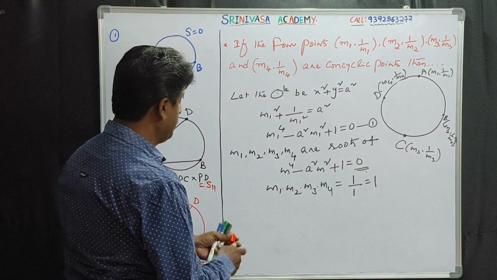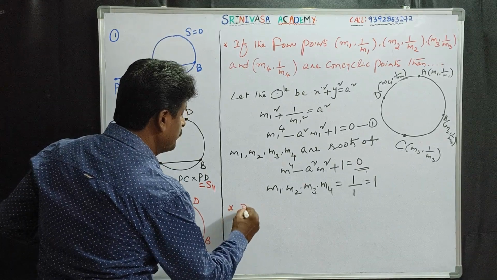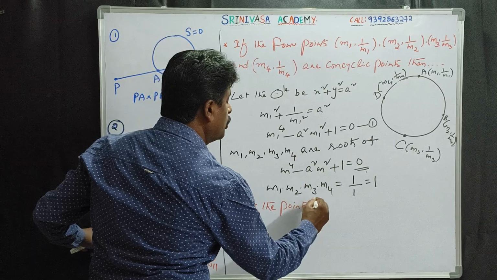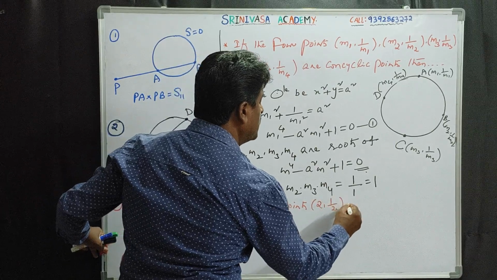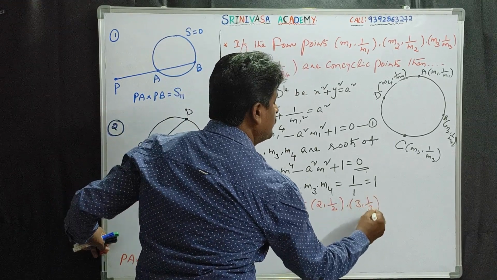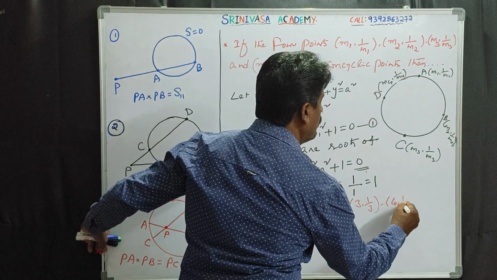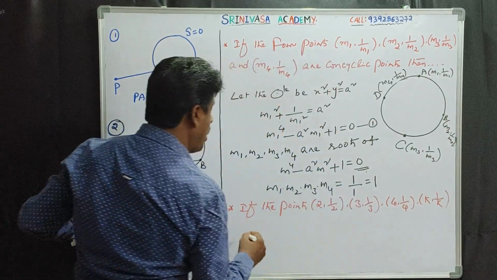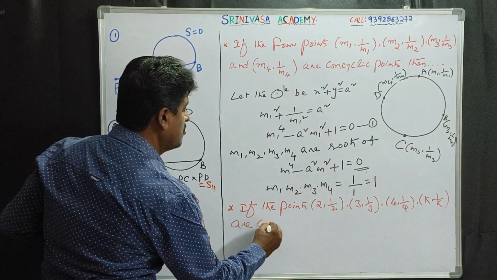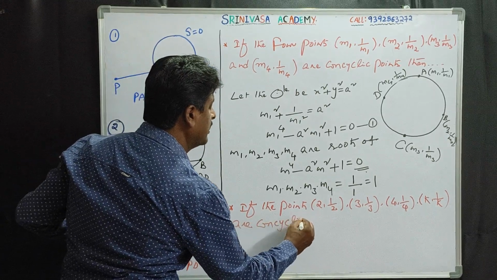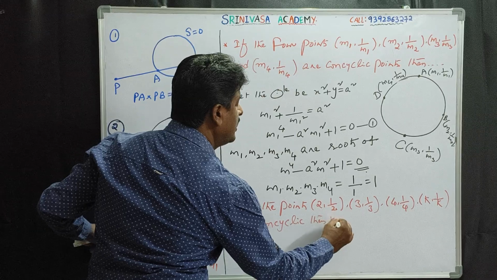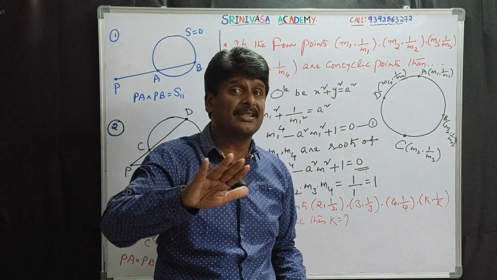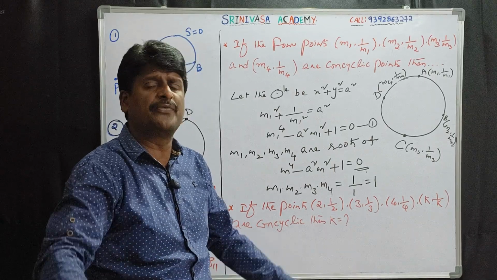Okay, let's take one example. If the points (2, 1 by 2), (3, 1 by 3), (4, 1 by 4), (k, 1 by k) are concyclic, then k is equal to how much? These 4 points are lying on the same circle. Then what is the value of k?